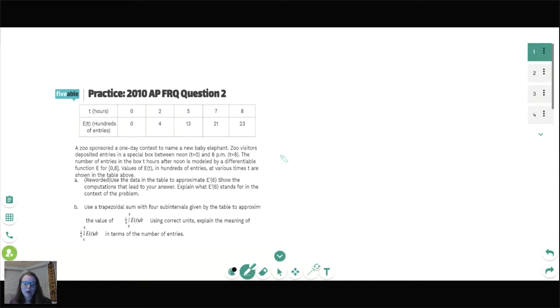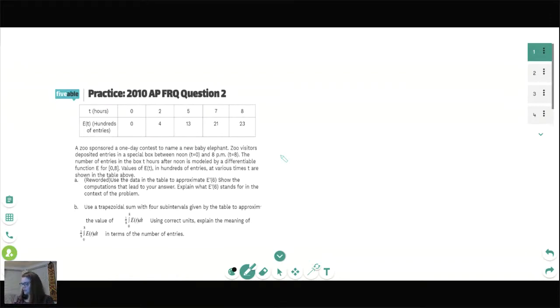Okay, so I reworded part A to make it a little bit more of what we need to go over tonight, because part A kind of had the interpretation in the problem. So here's a rewording of it, but it's essentially exactly what it was asking on the exam before. We're going to use the data in the table to approximate E prime of 6, show the computations that lead to your answer, and explain what E prime of 6 stands for in the context of the problem. Okay, so we've got some calculus to do, and then we've got some explanation to do. So why don't you guys take a second and work on it? If you were with me earlier today, then this should be a nice, good refresher for what we did earlier.